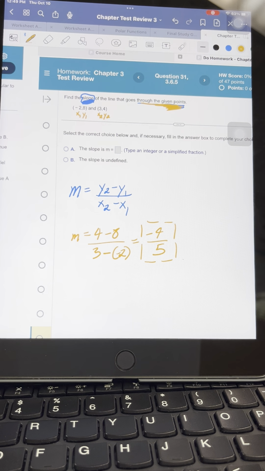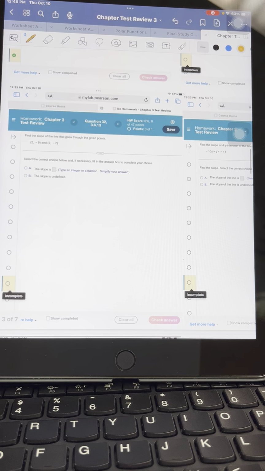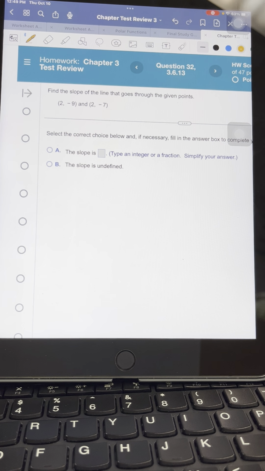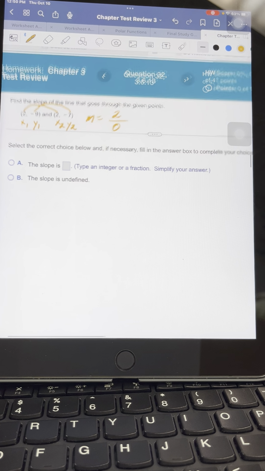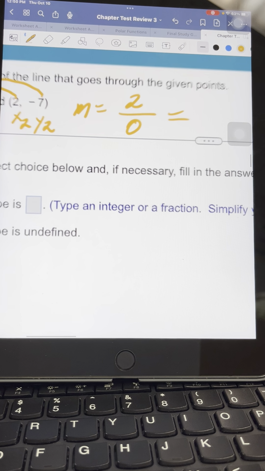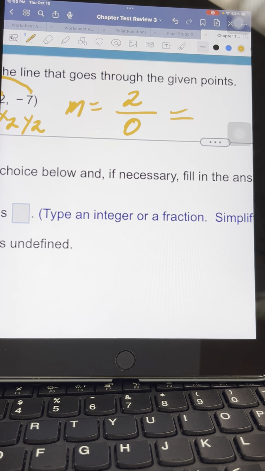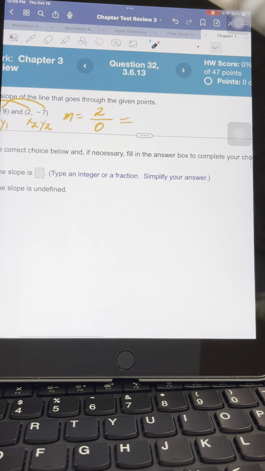Negative 4 over 5. So find the slope again, guys. Same thing: x1, y1, x2, y2. The slope is negative 7 minus negative 9, which is going to give me 2. And then 2 minus 2, which is 0. Uh-oh. What does this tell me? What does it mean when the 0 is on the bottom? When the 0 is in the denominator, that means our answer is undefined. So that would be B.